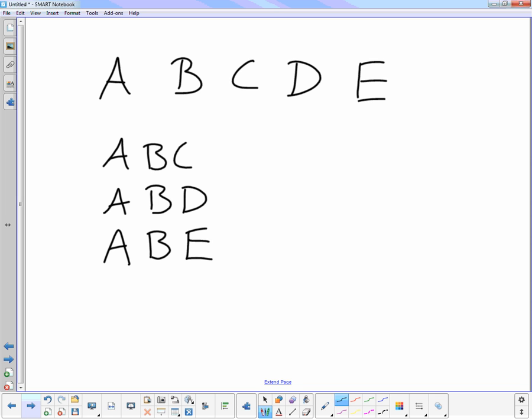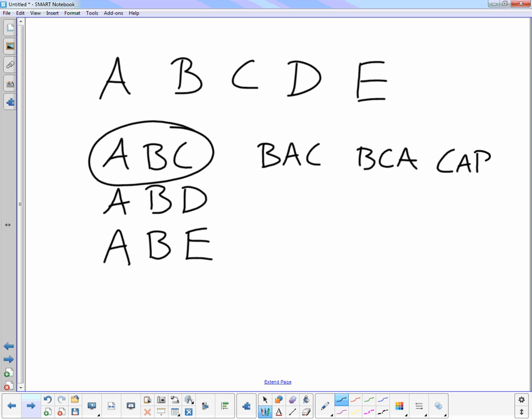In a combination, this is a grouping. It's just a collection of things. But in a permutation, you're scrambling them. This is not the same as BAC or BCA, or CAB, or CBA, or ACB. You see, in a permutation, these are all different items. But in a combination, we don't care what the order is.